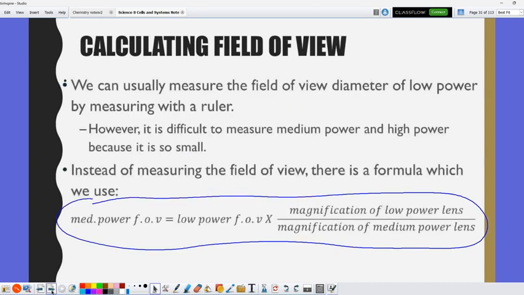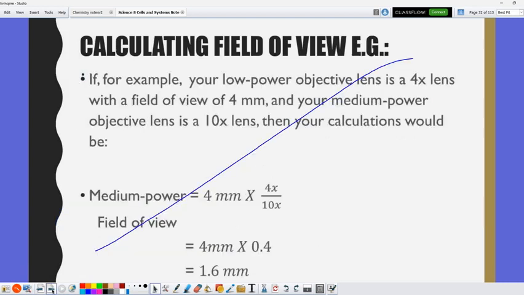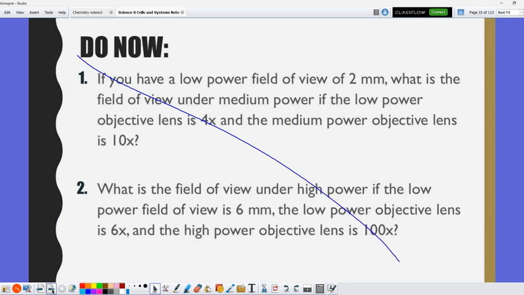Calculating field of view, we're not going to do this part. There's a formula just to show you what it is, and we did not go through that.